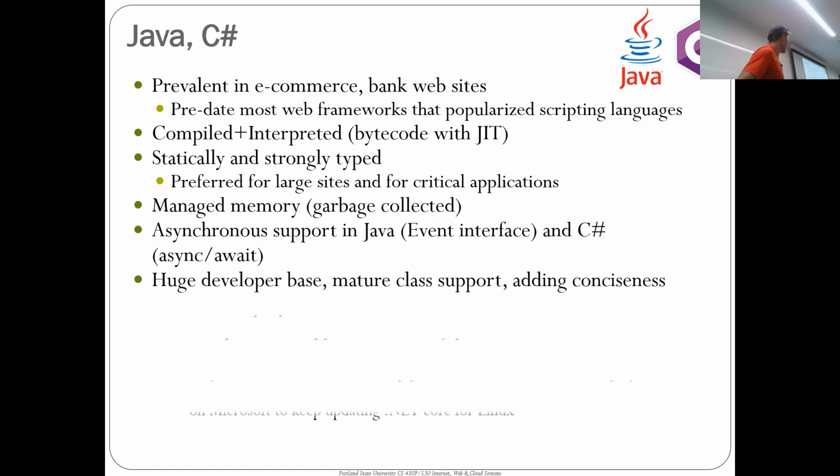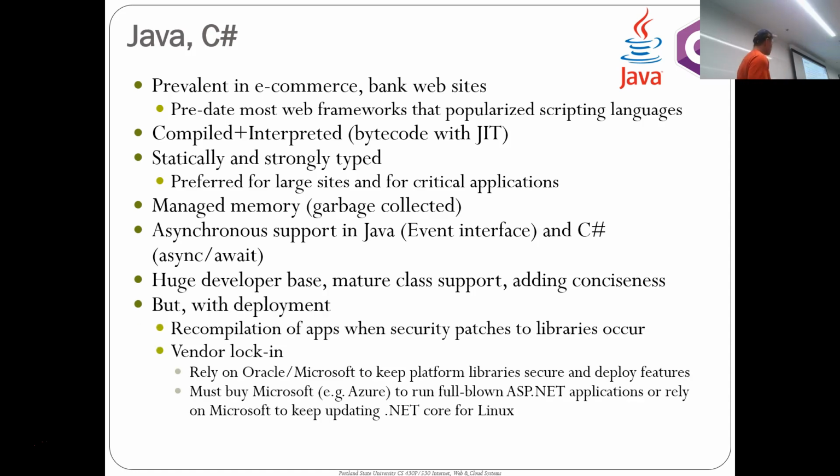earlier with the inferencing. Okay, but with deployment, as I mentioned earlier, you have to recompile all your apps whenever security issues occur. So if Microsoft or Oracle delivers a patch to a certain class that has a security vulnerability, you have to go, because you're updating the Java libraries underneath your app, you have to go and recompile your app with the new libraries in order for it to work. So it won't be an in-place update of a package.